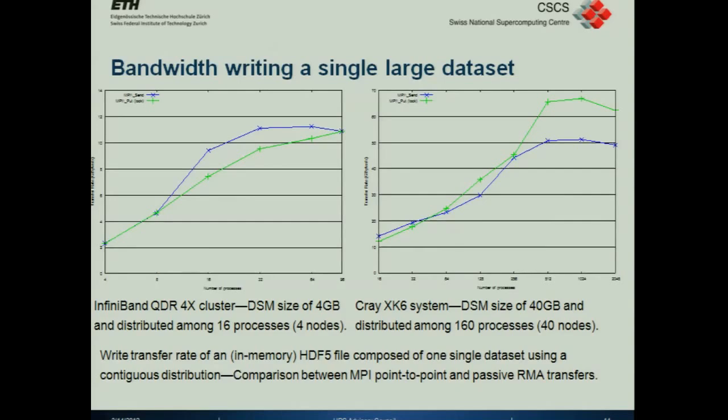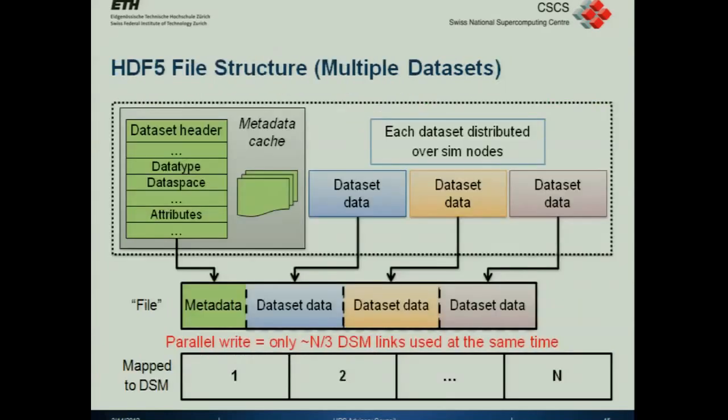how many, is that 2048 over there? I can't see the numbers. 2048, I think it is. Host processes, the simulation's running on 2048, and it writes into that, and it basically uses all the links that are available, and you get a very good bandwidth. The problem is that you normally don't do that.